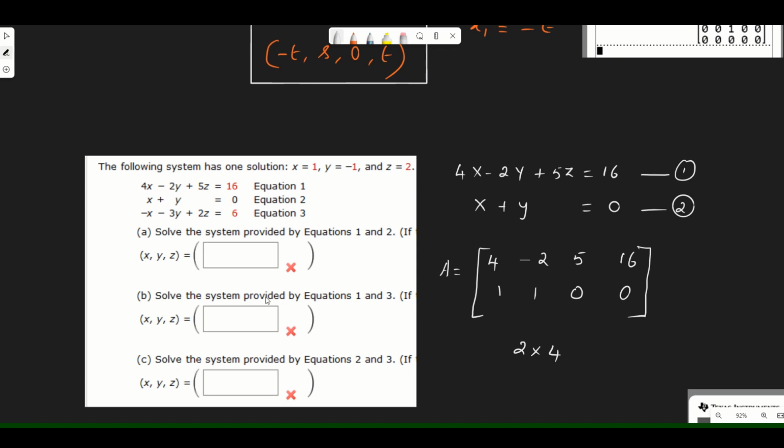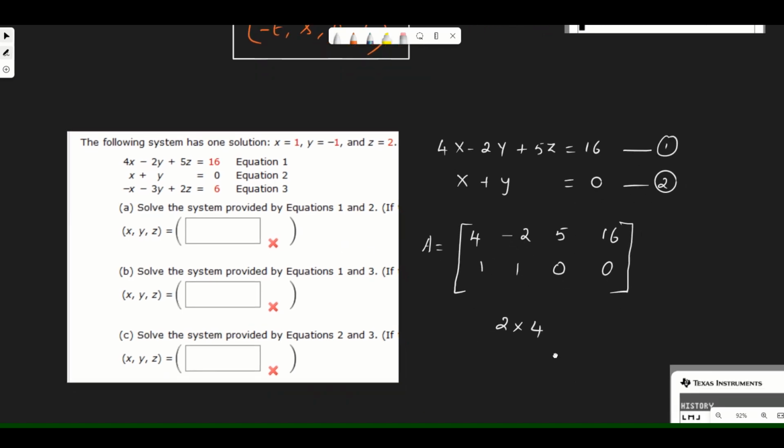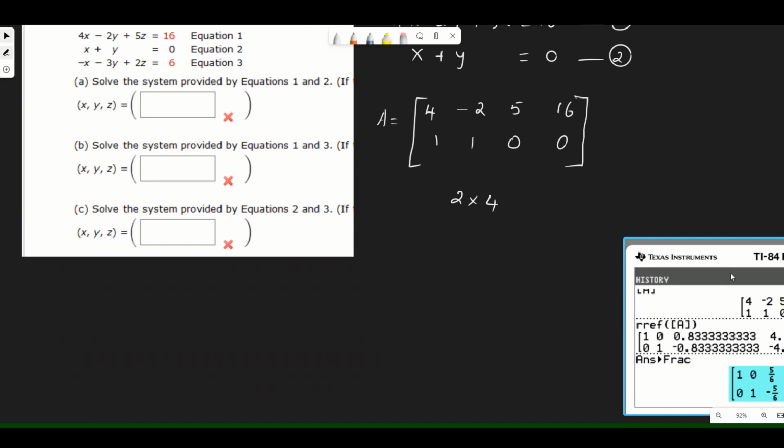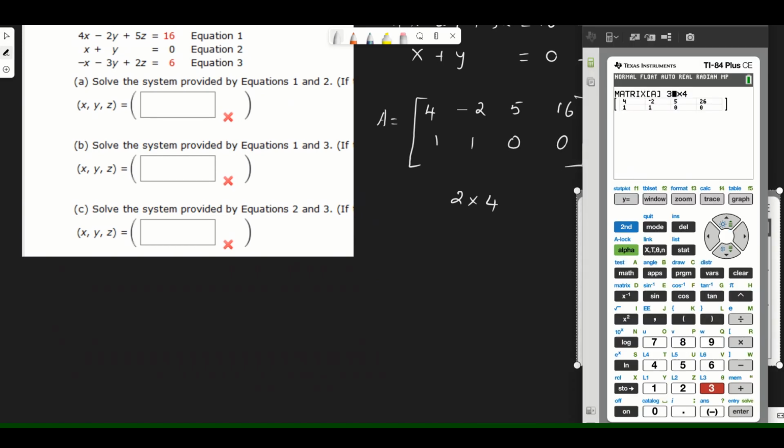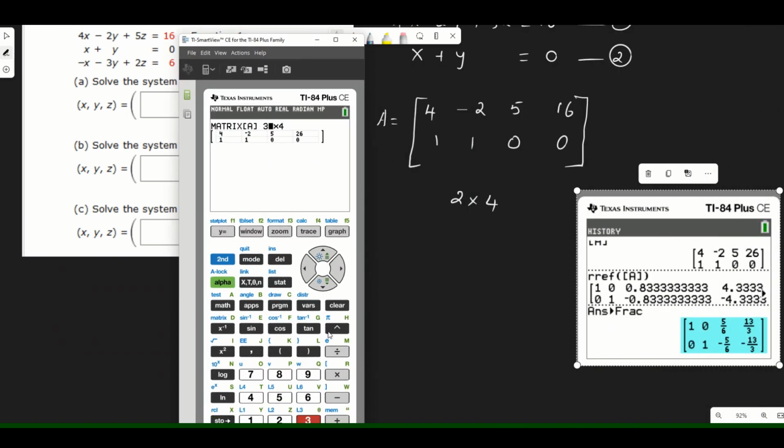So I'm going to enter this matrix A, with 2 rows and 4 columns, in my graphing calculator. So if I select my graphing calculator, say matrix, I'm going to edit the matrix A.